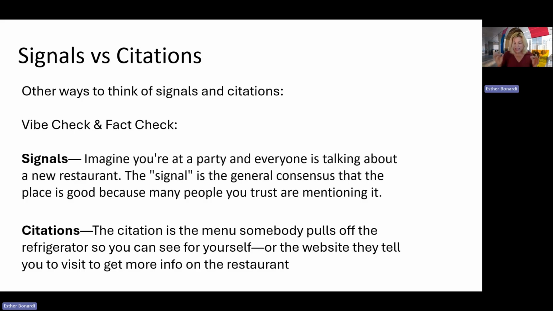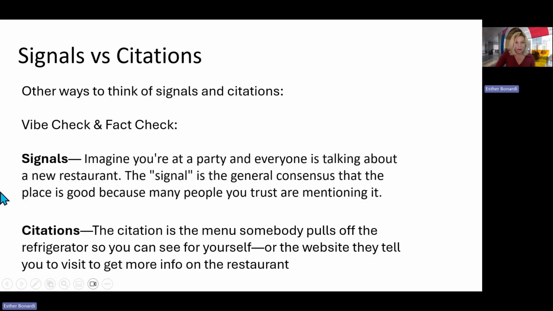That's the signal. The signal is the general consensus that a lot of people you know and trust are recommending this place. The citation is when the host of the party pulls the menu off of the refrigerator and hands it to you so you can verify it for yourself. Here's the menu. I can see eggplant parmesan on there. Or maybe they text you a link to the website so that you can verify it all for yourself. That's a human example of signals versus citations.